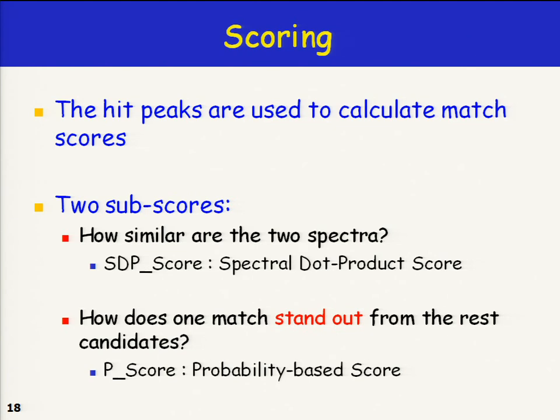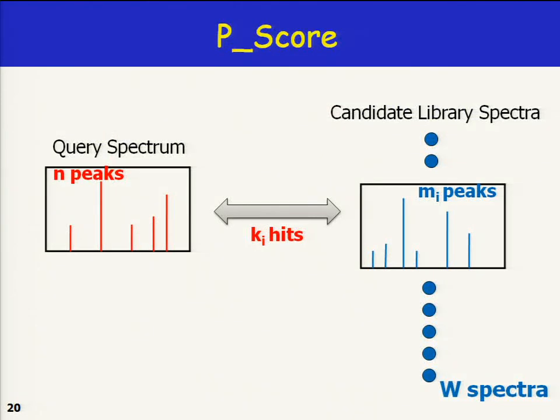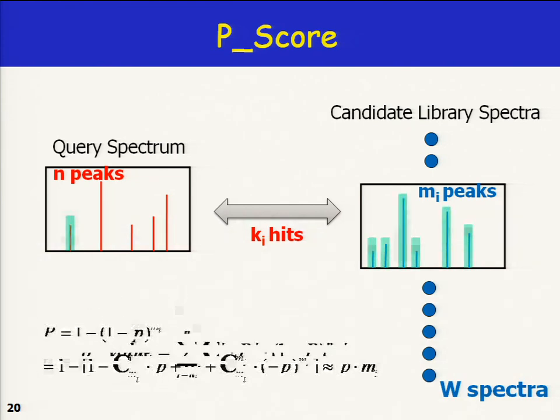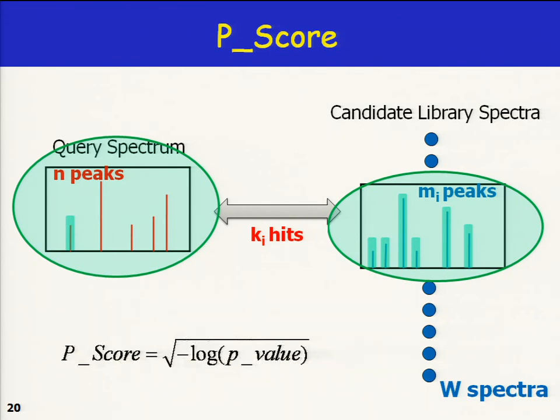In PMatch, there are two subscores implemented. The first one says how similar the spectra are, known as the SDB score, and the other one counts how many peaks match. The SDB score is exactly the comparison of the two spectra. This is very easy to understand. There are many candidates, so we need to know how well each one matches, and the score measures the similarity between the peaks of each match.